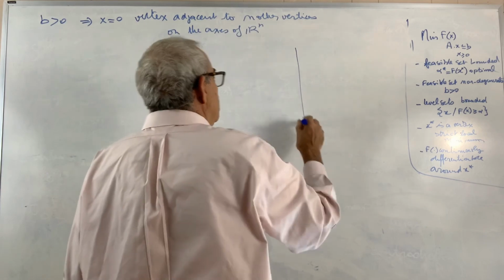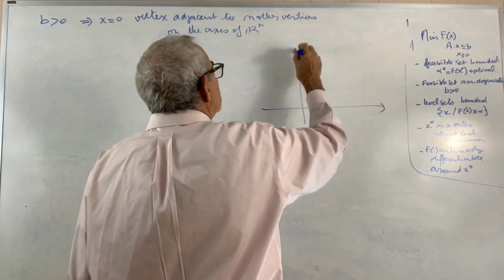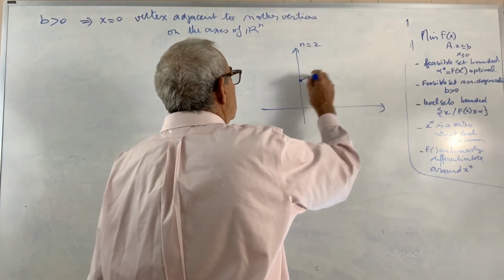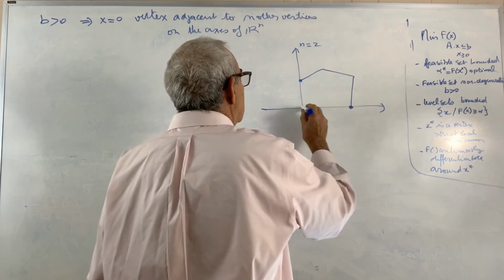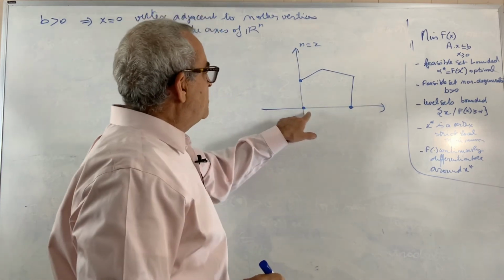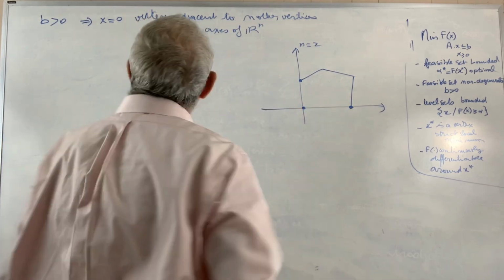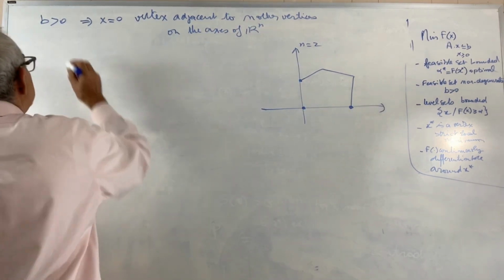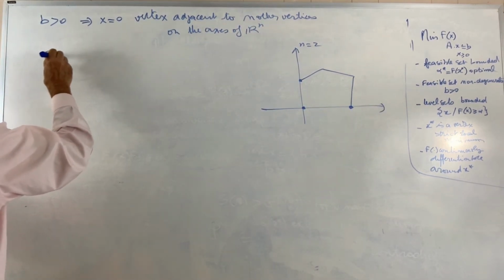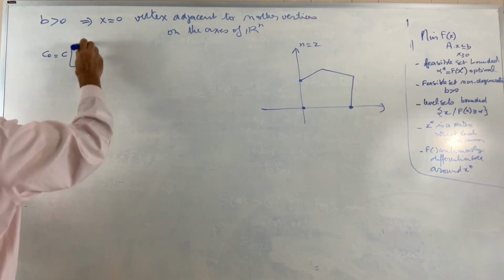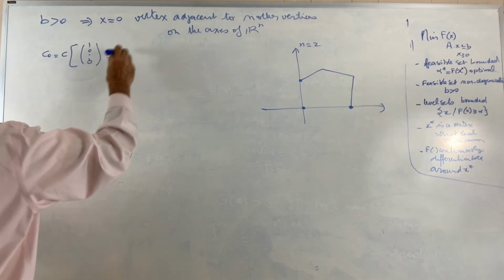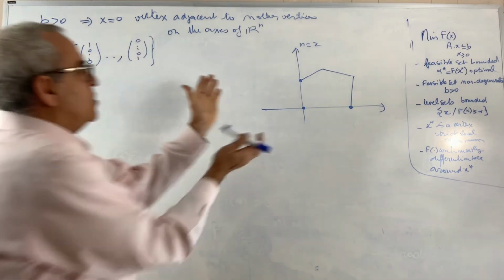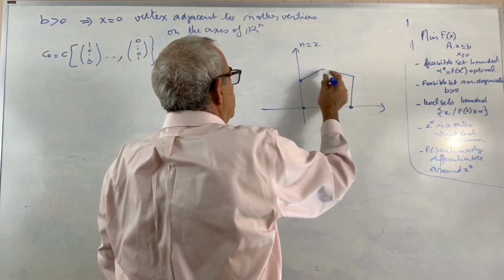So for example, in 2 dimensions, so n equal to 2, my feasible region looks like this. So x equal to 0 is adjacent here to exactly 2 vertices. And that way, we chose this cone here, C0. We chose this cone as a starting cone. So this cone is a tight fit on the feasible region. This is my feasible region.